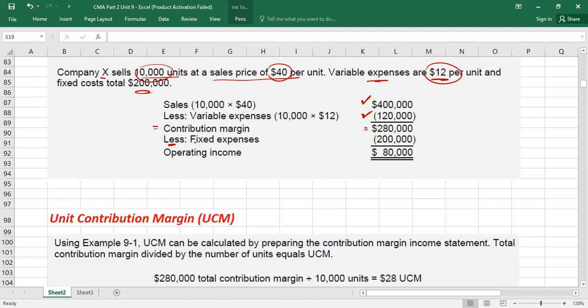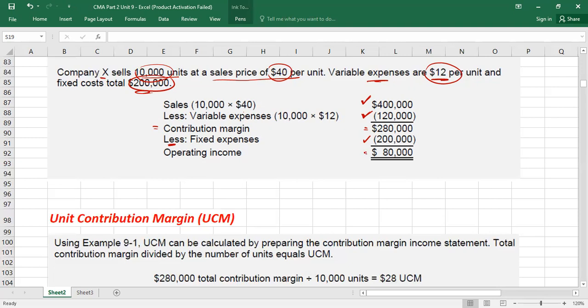Okay, so fixed costs per unit may include rent, depreciation, even insurance. Depreciation is also part of fixed expenses, so we'll deduct it from here. Let's assume fixed expenses of 200,000, as given in the question here. This is going to give you operating income. This is how we usually prepare an income statement using variable costing.